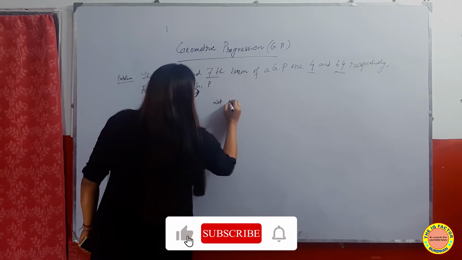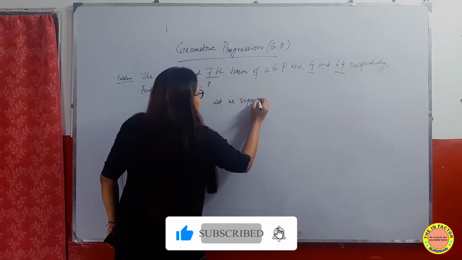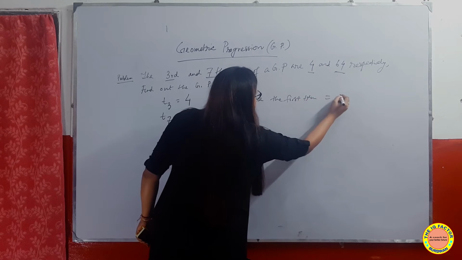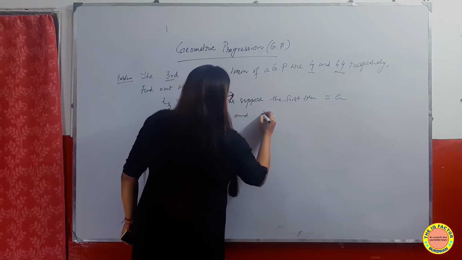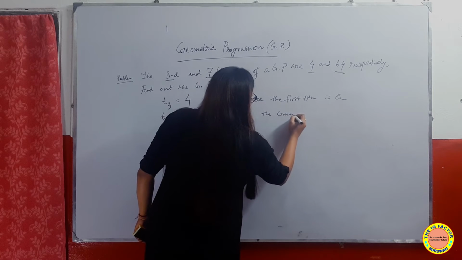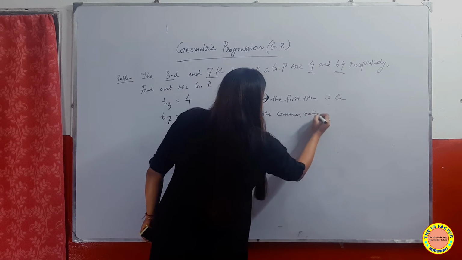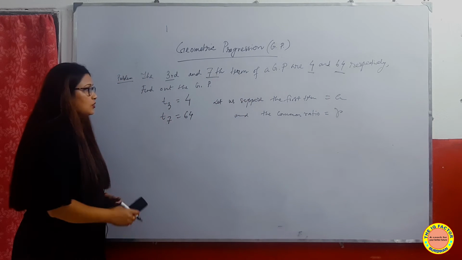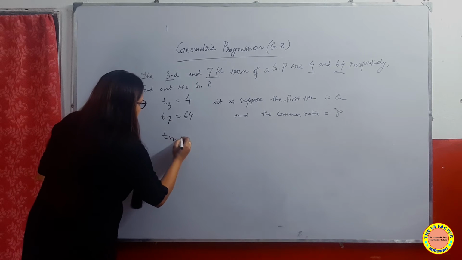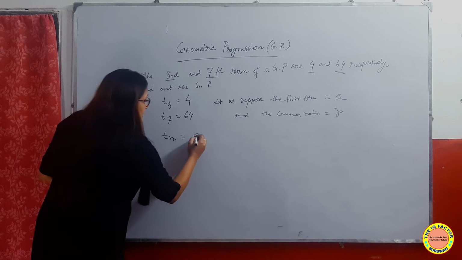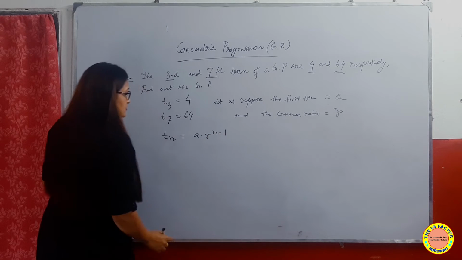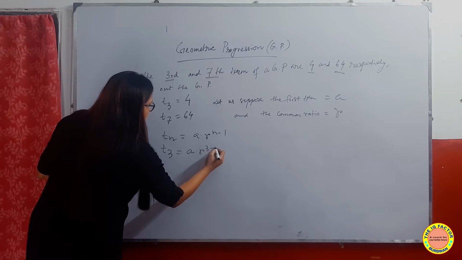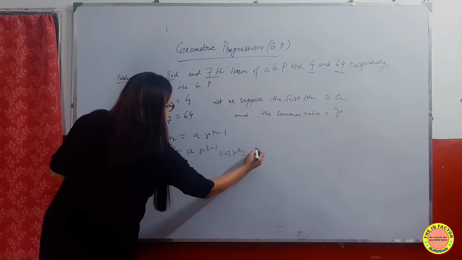So let us suppose the first term is A and the common ratio is R. So we know the nth term Tn of a GP is what? A R to the power n minus 1. So T3 is A R to the power 3 minus 1, that is A R square. What is that? 4.